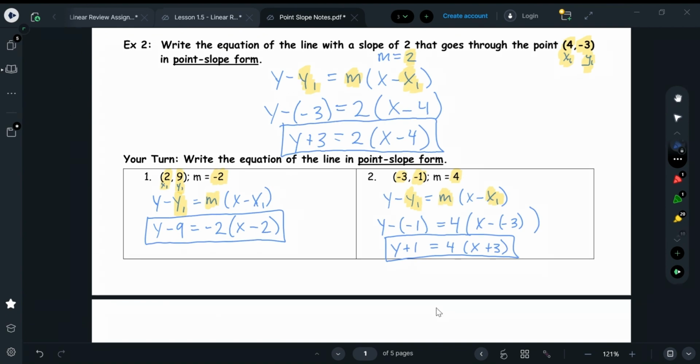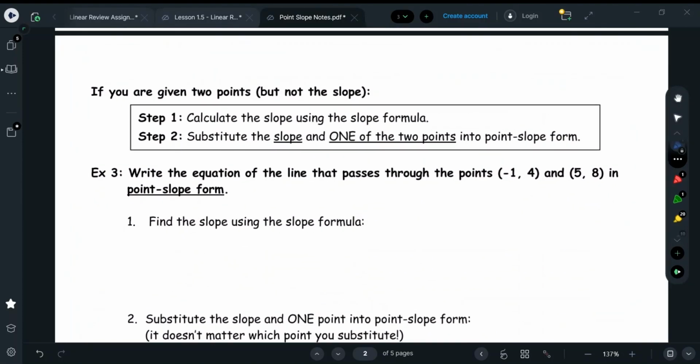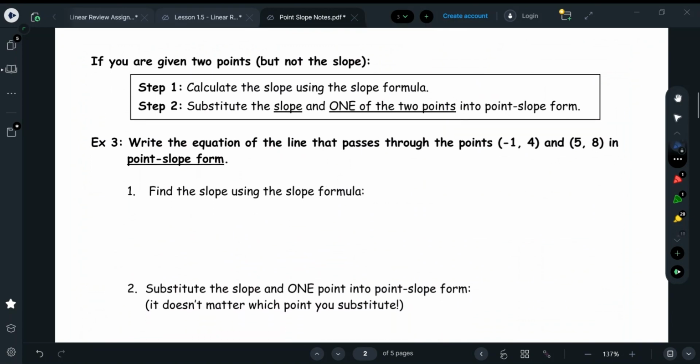Okay, let's take a look at the next page. Here it says, if you're given 2 points, but not the slope. Step 1, calculate the slope using the slope formula. Step 2, substitute the slope and one of the points into point slope form. Okay, let's see what this looks like. Example 3, write the equation of the line that passes through the points -1, 4 and 5, 8.